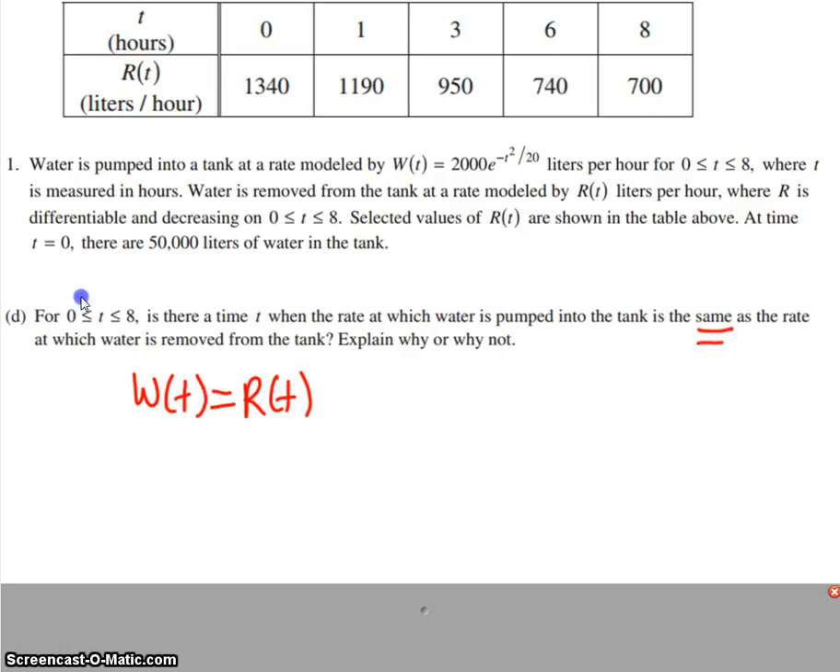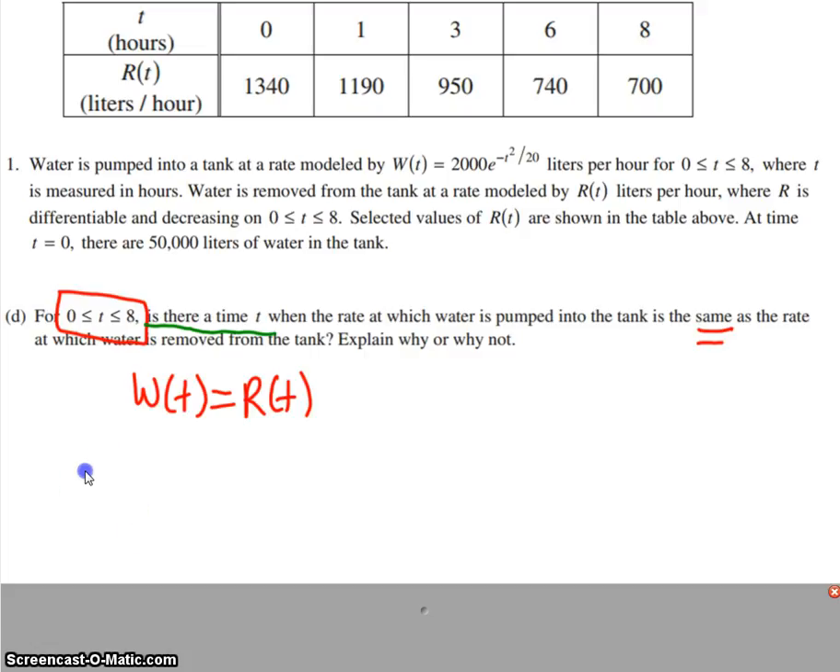Now, because they give you an interval, 0 to 8, this should be a clue, and they're kind of vague. They don't want you to find the time when they're equal. They're just asking you, is there a time? So these are clues that you're going to use the intermediate value theorem. Again, because they give you an interval from 0 to 8, and they're just asking you if there is a time when they're equal to each other.